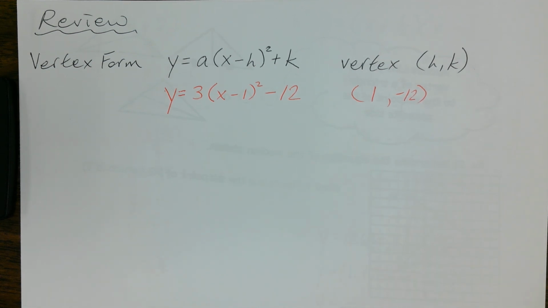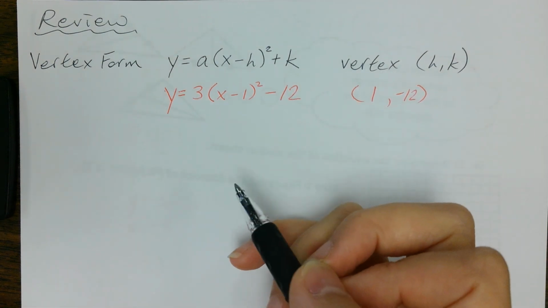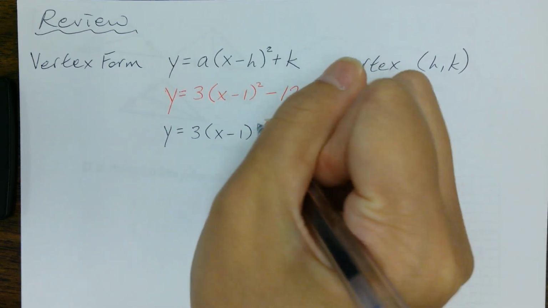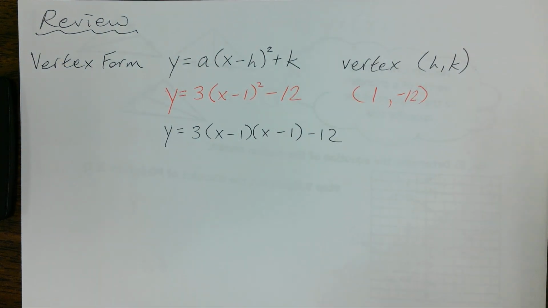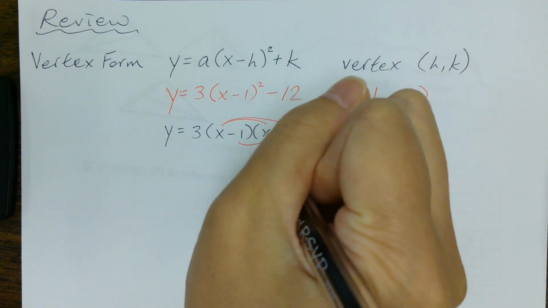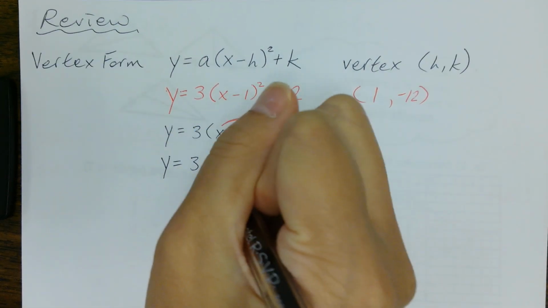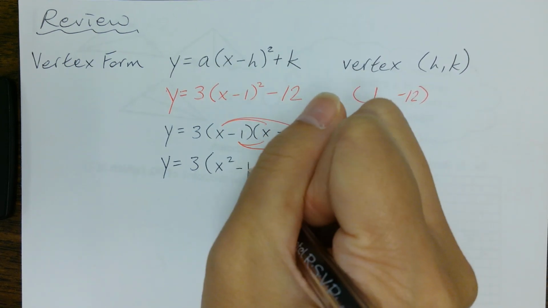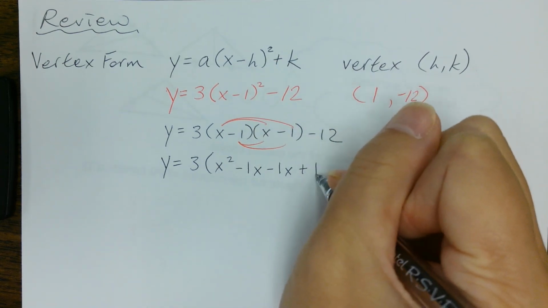If I want you guys to expand out to standard form, let's work this out and rewrite it into standard form. So y equals 3 times x minus 1 times x minus 1 minus 12. If I were to expand this out, don't forget FOIL. This was last chapter. You see how there's a connection between last chapter and this chapter? So 3 bracket, x times x, x squared. x times negative 1, negative 1x. Negative 1 times x, negative 1x. Negative 1 times negative 1, plus 1.